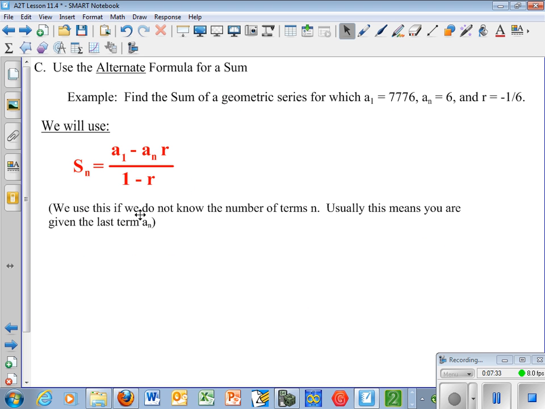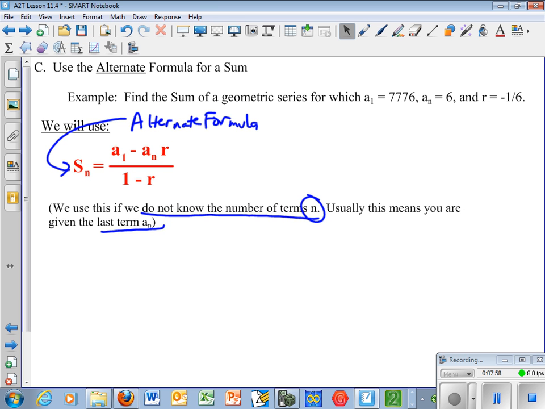Now, there's an alternate formula. This is the alternate formula. So another formula, and you need to know how to use the alternate. Now, this one is different. We're going to use this one if we do not know n. Usually this means you are given the last term, a sub n. Remember, a sub n is the last term. So usually if we know the last term, we're going to use this one.